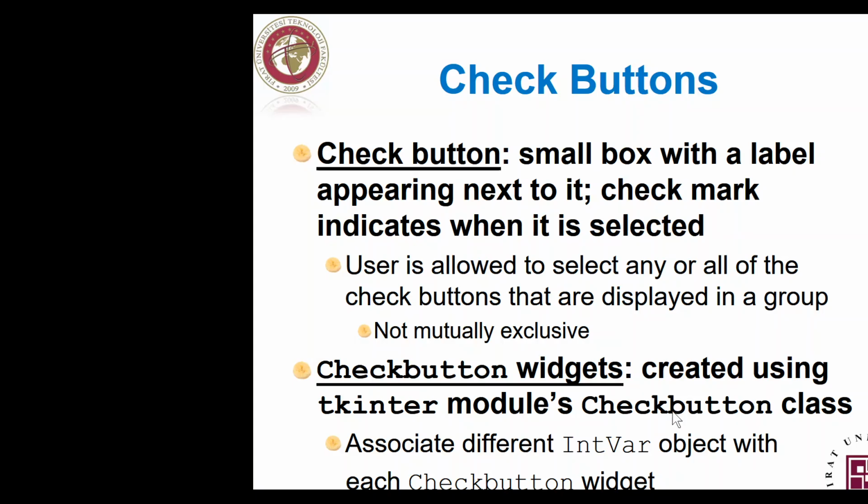Unlike radio buttons, why? Because we have to associate different variables to them, each one has its own weight in this case. And for that case, to distinguish between these check buttons, we need to assign a different IntVar for each one of the check buttons.